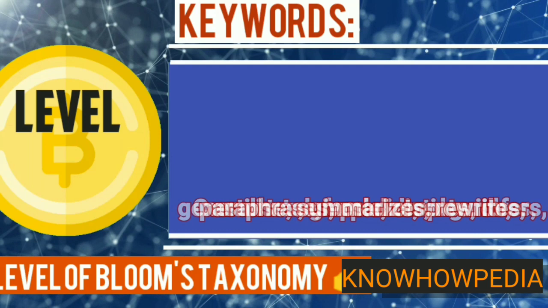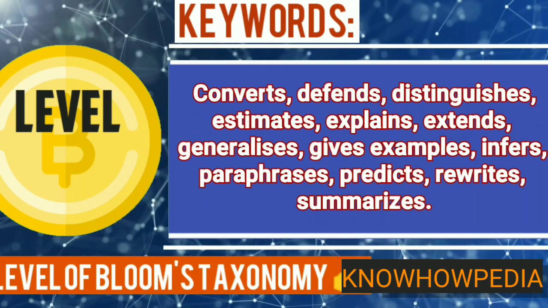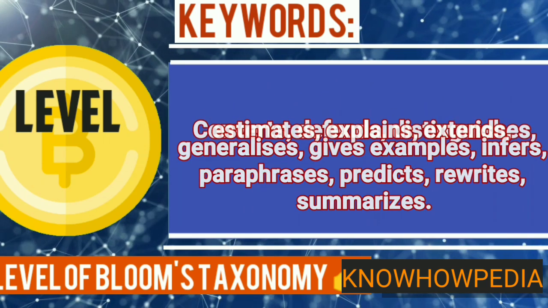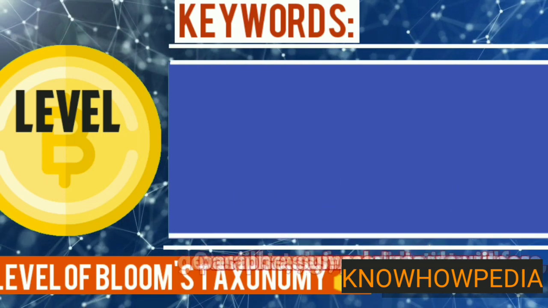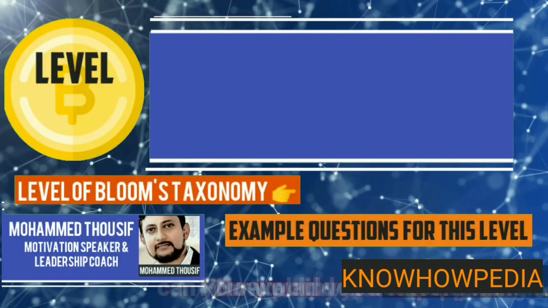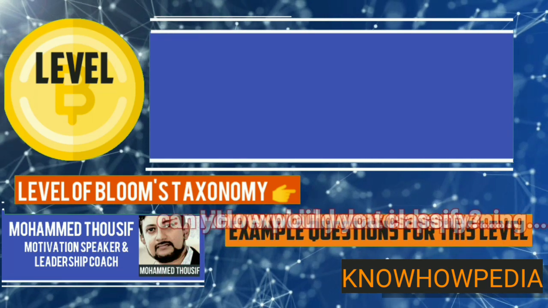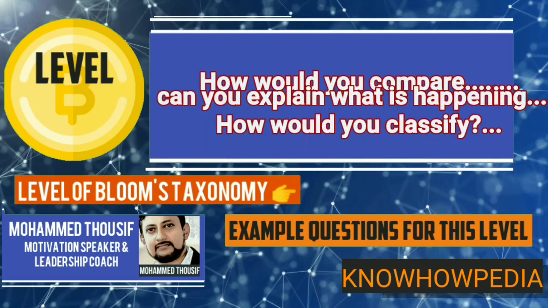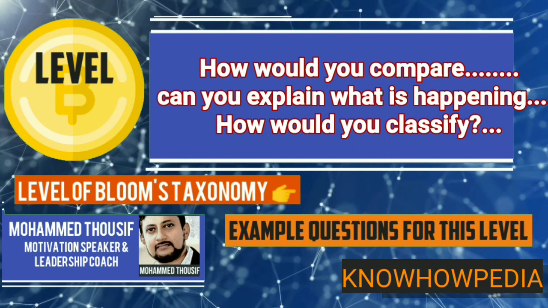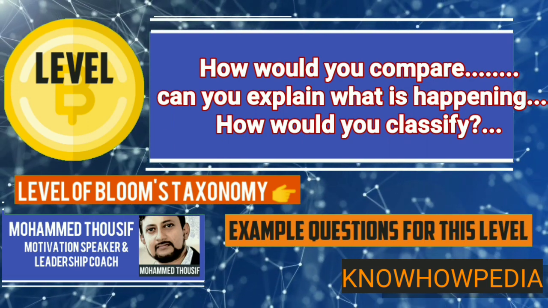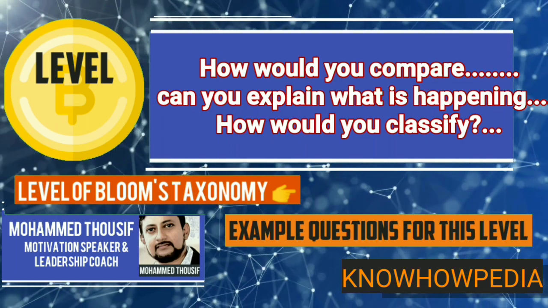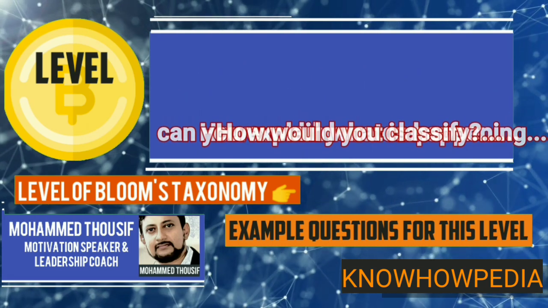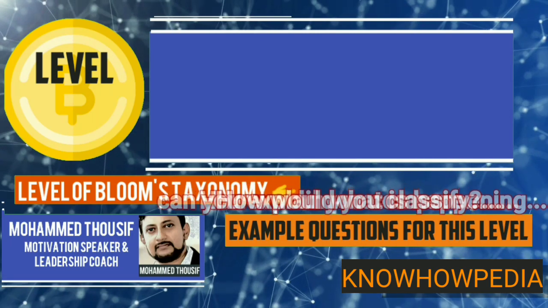The keywords usually used to test a person at this level are describe, distinguish, explain, interpret, predict, recognize, and summarize. Some of the questions you can ask students: what facts or ideas show? How would you compare X with Y? How would you classify? Can you explain what is happening? These are some of the questions which help you to gauge whether the student is at a comprehension level or at a knowledge level.